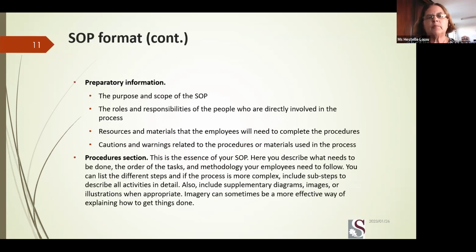Then preparatory information. The purpose of the SOP must be put out there and must be clear. Why do we need this SOP? Why did you create the SOP? And then the scope of the SOP must also be very clear and indicated to the person who's going to utilize it, to know why there is a SOP and what the scope is, who is involved in that SOP and who's responsible for that, and the roles and responsibilities of people who are directly involved in the process.